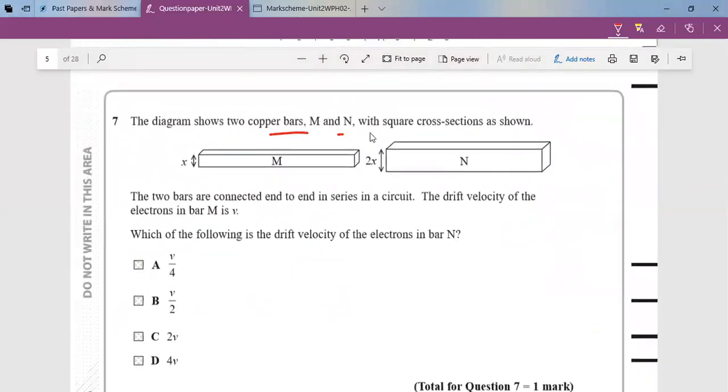Diagram shows two copper bars M and N with square cross-sectional areas as shown. This is M, this is N. This is x and this height is 2x. Two bars are connected end to end in series in a circuit. The drift velocity of electrons is v. Which of the following is the drift velocity in N?